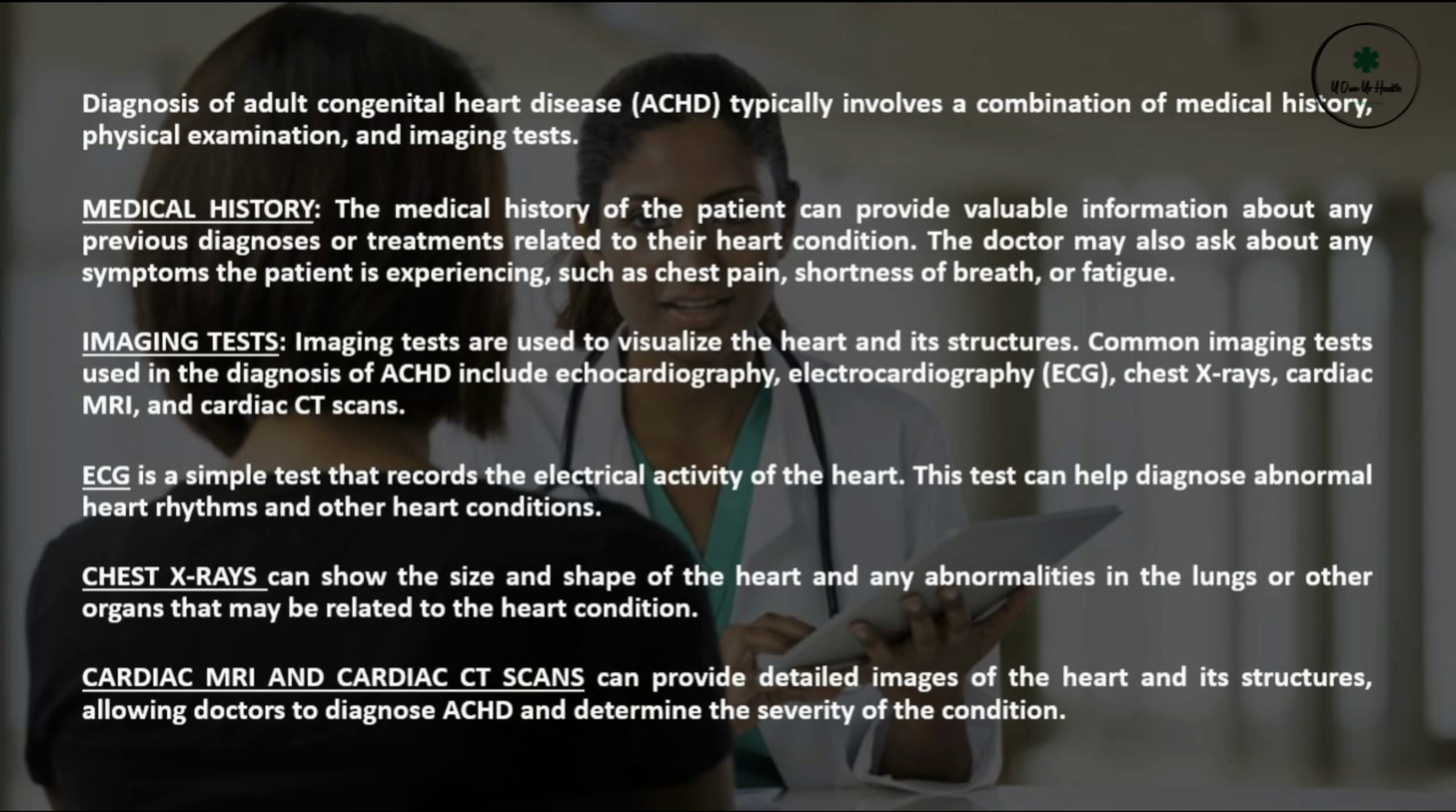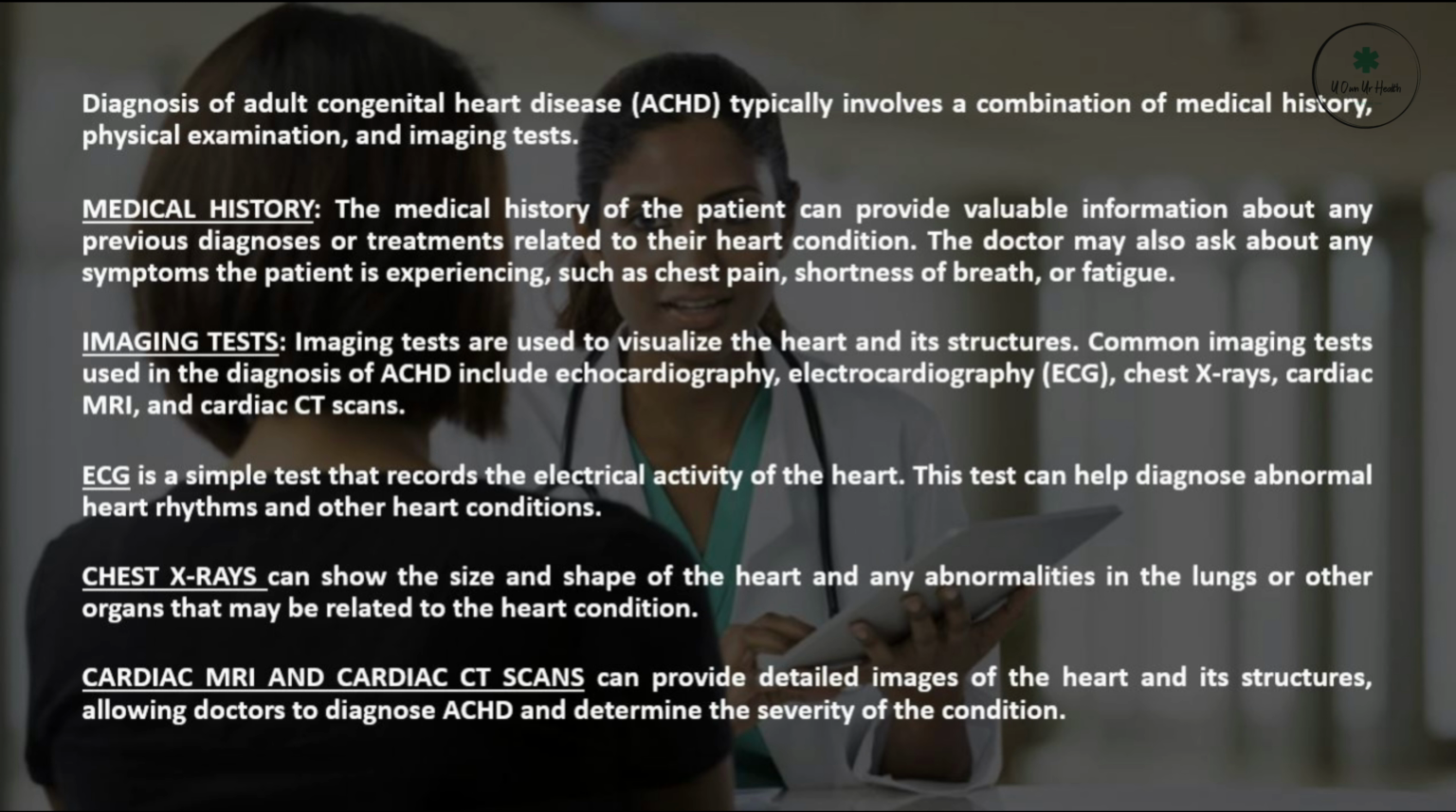Diagnosis. Diagnosis of adult congenital heart disease typically involves a combination of medical history, physical examination, and imaging tests. Medical history. The medical history of the patient can provide valuable information about any previous diagnoses or treatments related to their heart condition. The doctor may also ask about any symptoms the patient is experiencing, such as chest pain, shortness of breath, or fatigue.